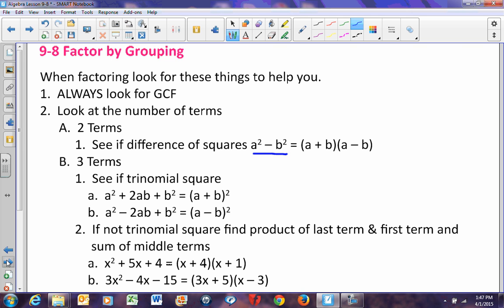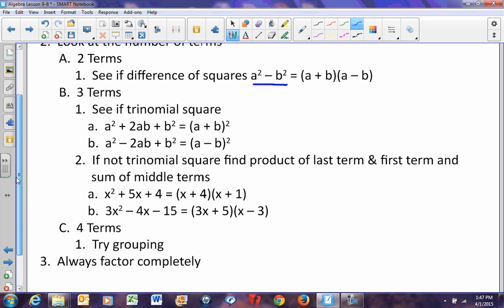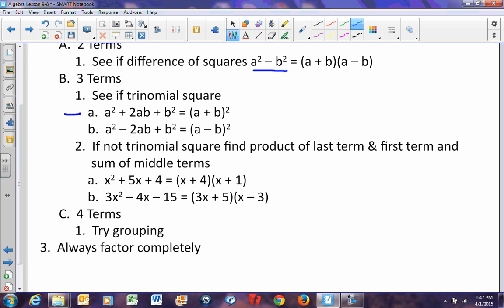If it's 3 terms, the first thing I would look for, see if it's a trinomial square. Is it in the form of a squared plus 2ab plus b squared, or is it in the form of a squared minus 2ab plus b squared? If it is, use one of those special cases. If it is not, then find the product of the last term and the first term and the sum of the middle terms. Okay?